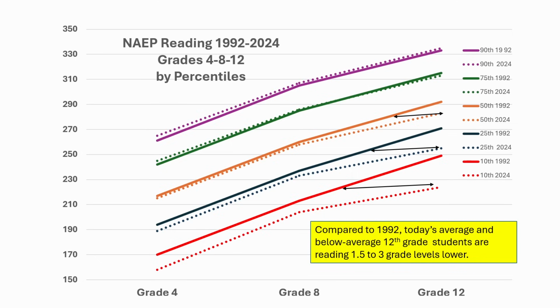Something is pulling down the reading performance of our average and below average students. Some have attributed this to too much screen time. Others have cited the effect of COVID. But longer term patterns also suggest that our society as a whole is not doing as much reading as they used to. And this pattern has been going on since World War II.